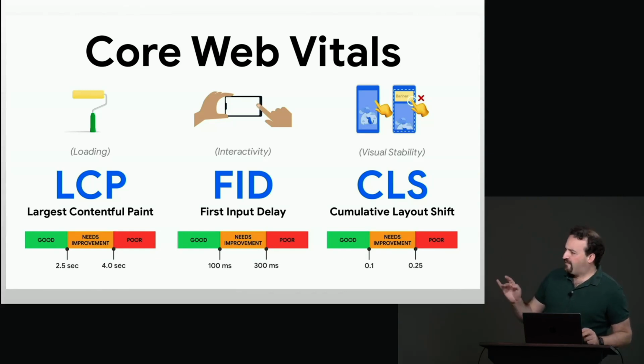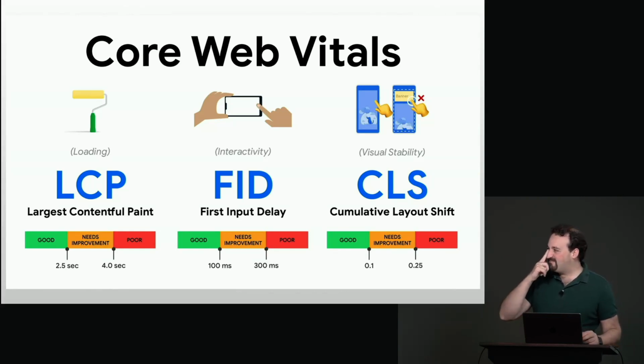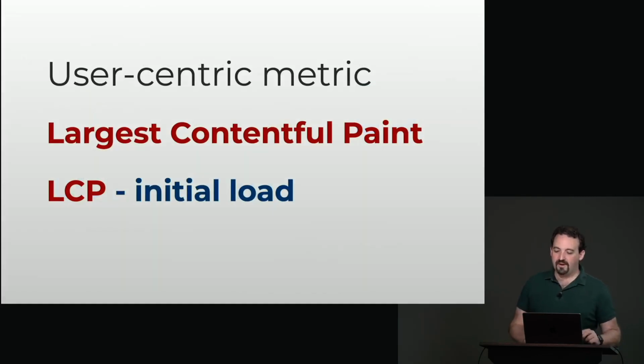So first input delay is the only one that we are not actually using too much, and it's probably going to be replaced by another one. After a couple of years of testing it, we ended up saying, well, you know what? It doesn't feel like the best metric, so it's probably going to be replaced by another one. But again, even if you are setting largest contentful paint as something important, you will see an example in a second. So let me go directly there.